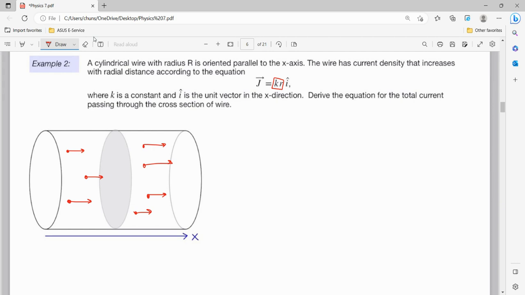And we want to derive an equation for the total current passing through the cross-sectional wire. So we know our equation for current is I, and that's the derivative. And we want to integrate from 0 to R because we want to consider this as infinitesimally small rings. Right, so we want to integrate with each ring, where our furthest is R, and then our least is just 0 at the center.